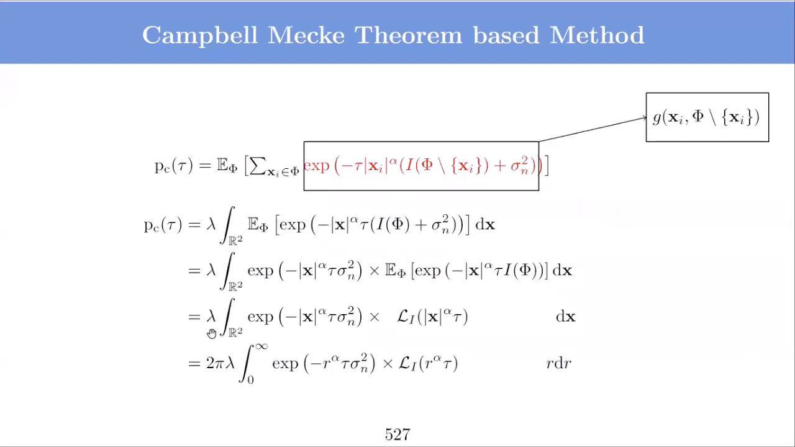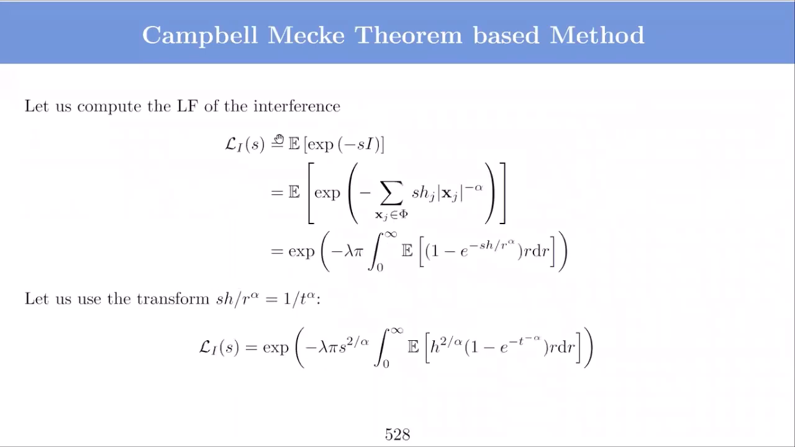So this will be equal to lambda times the integration of this. Now this is an expectation over phi. The noise term is independent of phi, so that will come outside, and the rest will be the expectation over phi of the exponential of minus x to the power alpha tau I dx. Now this is nothing but the Laplace transform of interference computed at x to the power alpha tau. And then if you convert to polar coordinates, this is what you get. So now the only thing remaining is to compute the Laplace transform of interference. We don't need the distribution of I, we just require the Laplace transform of interference.